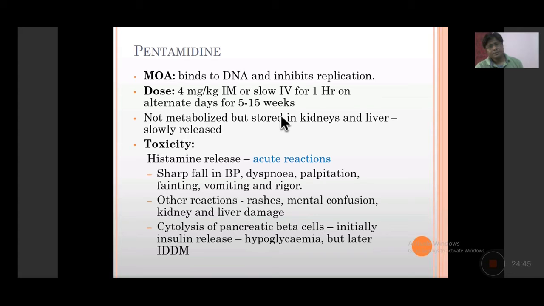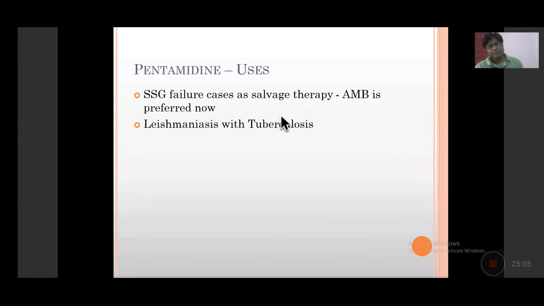So these are some important examples of drugs which interact with hormones and hence lead to conditions like IDDM by pentamidine and goiter by the hydroxyquinoline group of drugs. Then pentamidine can be used in sodium stibogluconate failure as a salvage therapy. But now amphotericin is the drug of choice.